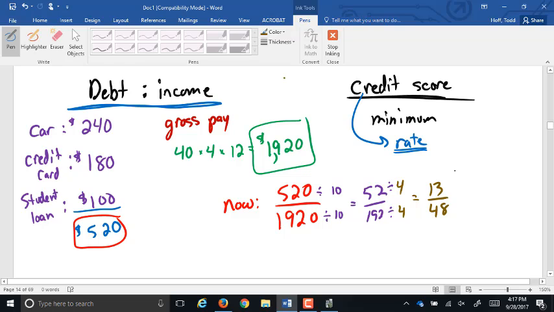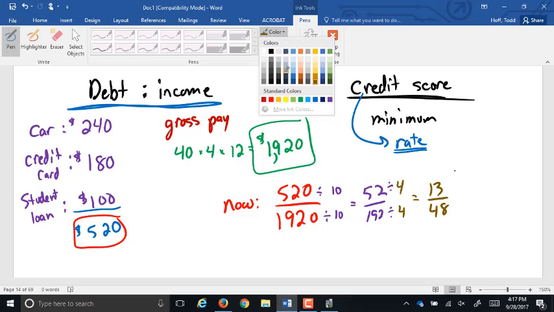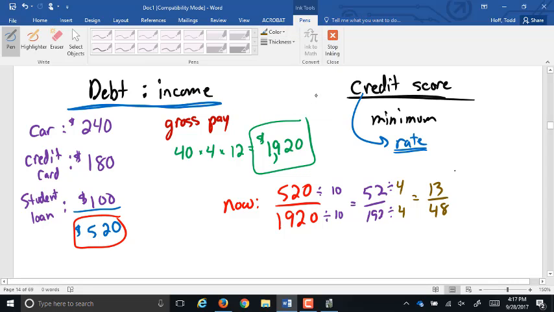They typically are shooting for a 1 out of 3 maximum. Using what we know of fractions, 1 out of 3 would be how much out of 48? Well, it'd be 3 times 16, so 1 times 16 would be 16 out of 48. We're below that. So that's not a bad debt to income ratio.